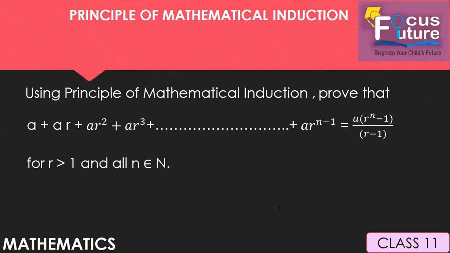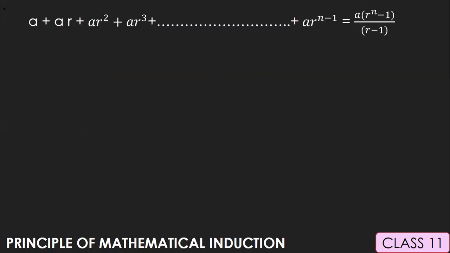Now our next question. Using the principle of mathematical induction, prove that a plus ar plus ar square plus ar cube and so on till ar raised to n minus 1 is equal to a into r raised to power n minus 1 divided by r minus 1, for r greater than 1. Now let us solve it. So the first step would be, we would take the statement as Pn, right? Let us check if it is true for n is equal to 1.